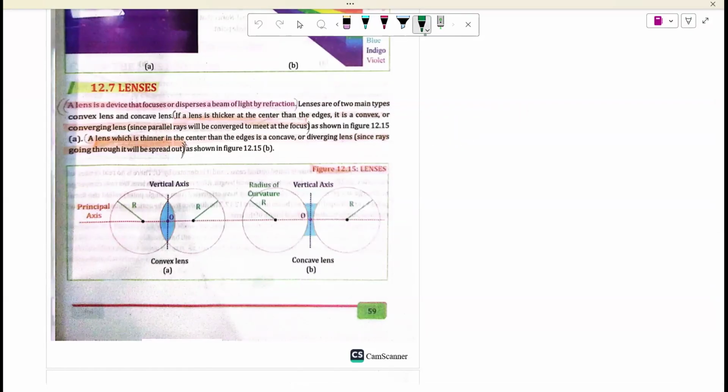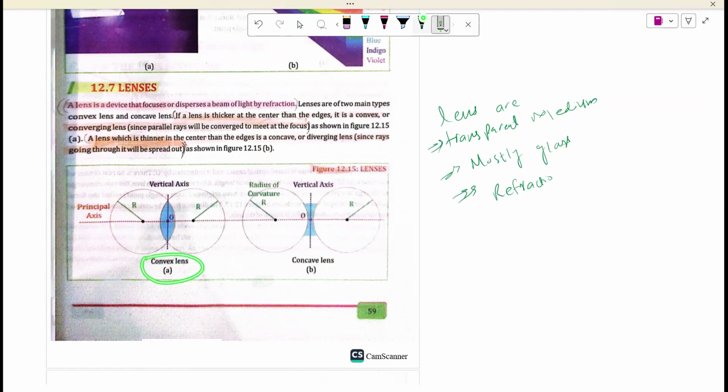So lenses are transparent mediums, mostly of glass, in which we study the properties of refraction in particular. There are two types of lenses, and they are convex lens, thinner at the edges and thicker at the center. Similarly, concave lens, which is thicker at the edges and thinner at the center.